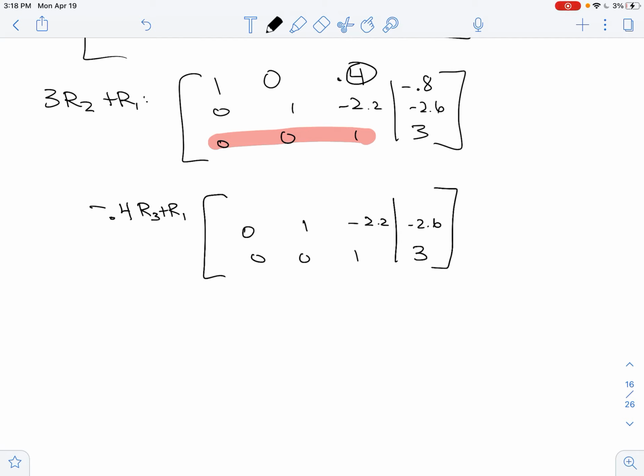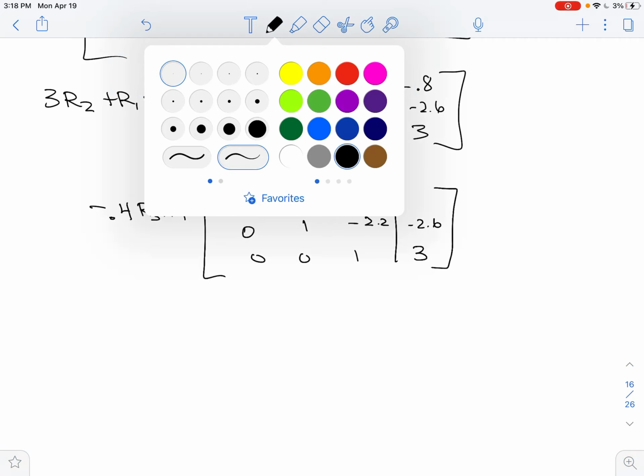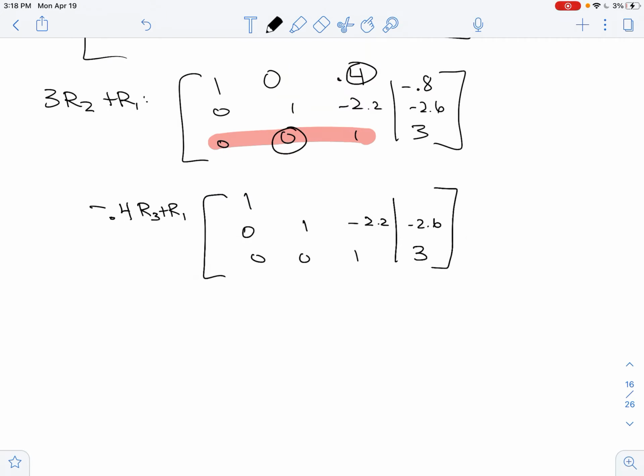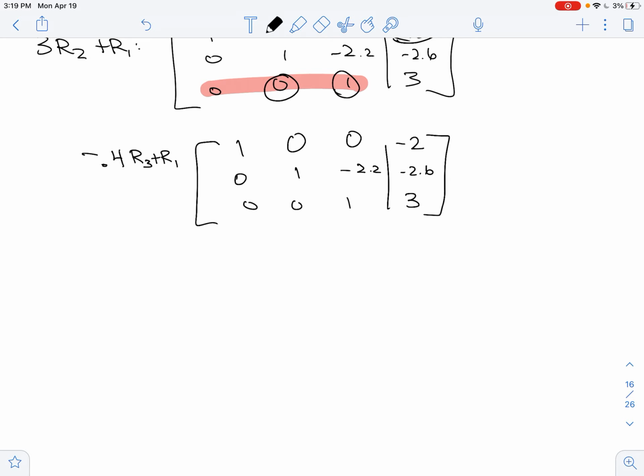So we're going to go, well, 0 times anything is 0, plus row 1 is a 1, so that's that. Negative 4 times 0, again, plus 0 is 0. Negative 4 times 1 is negative 0.4, plus 0.4 is also 0. 3 times negative 0.4 plus a negative 8 gives me a negative 2. So we're almost there. Oh, excuse me, not a negative 2. Pardon me. 0.8.